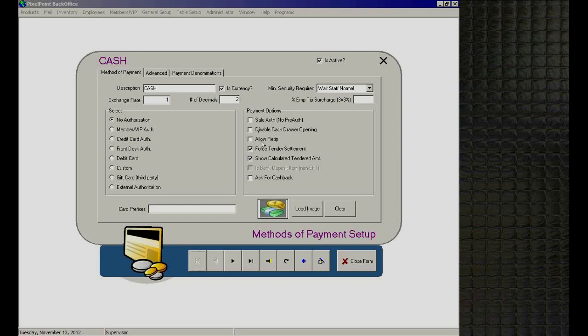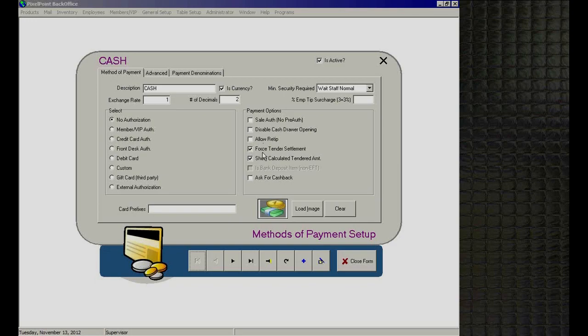Allow retip. Depending on the credit card verification system that you're using and the credit service, if they allow for retipping, then you can select on this, in which case if I accidentally put in $200 for my $20 tip and I need to fix that before we settle the charges at the end of the day, then if the credit service allows for that, I can go back in and reapply that charge tip to that transaction to correct it.